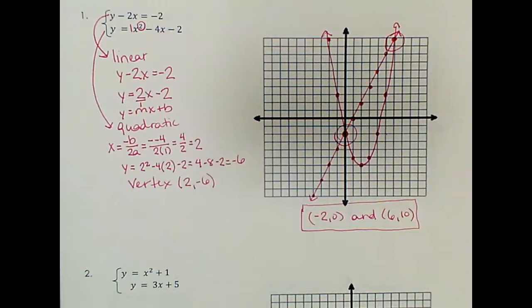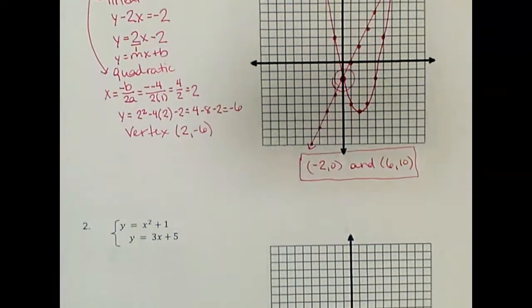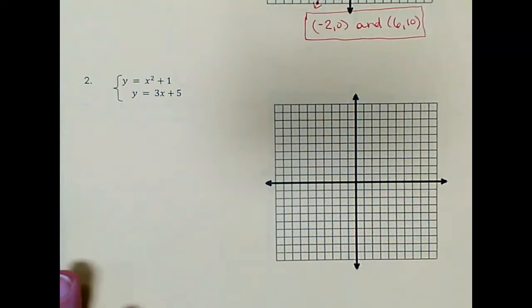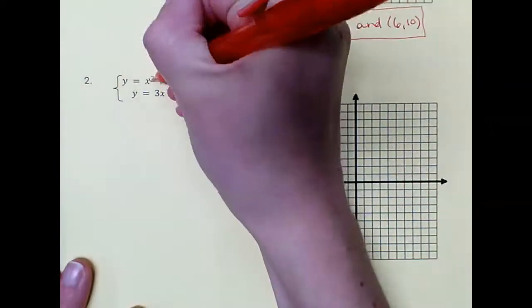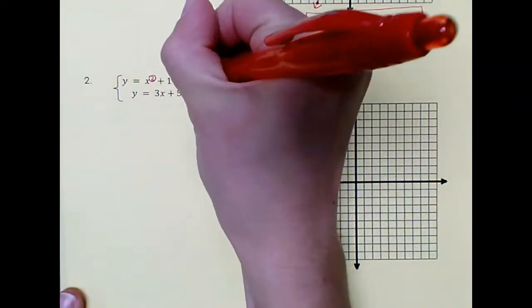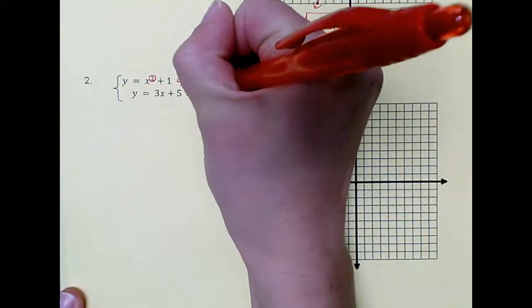Lovely. Okay. Let's move on to number 2. Again, we have a system of equations that has 2 equations. This first one has a squared and the second one doesn't. So that means that this is quadratic. This is linear.